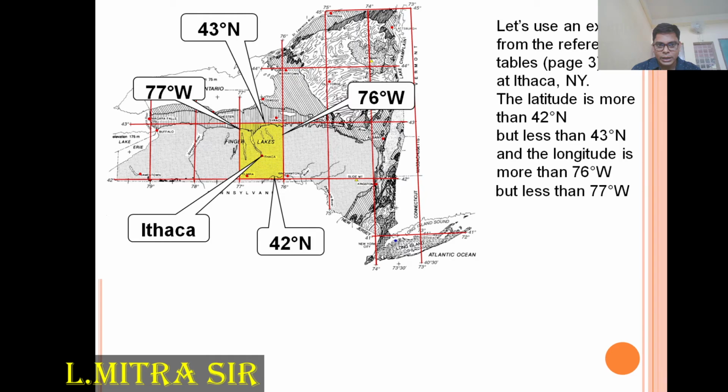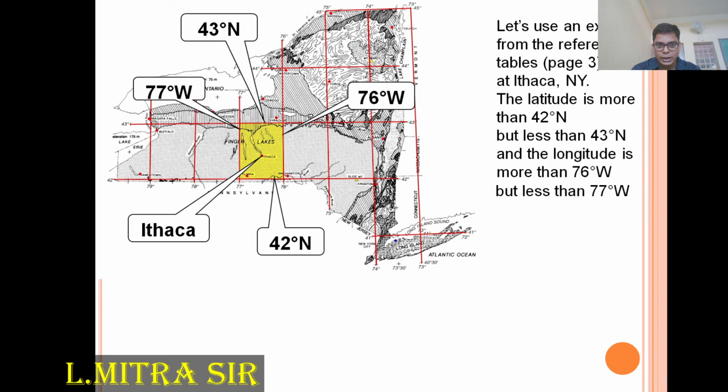Each distance between two latitudes or longitudes is about 1 kilometer, that is, a square kilometer. So this area you can get in kilometers. These are the degrees where Ithaca is located.